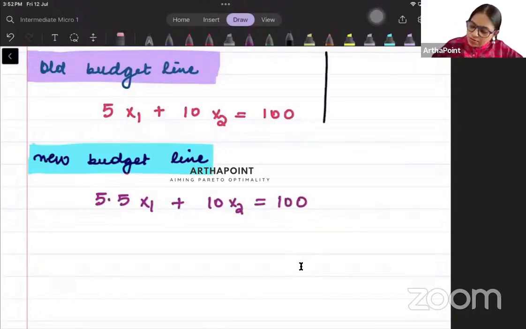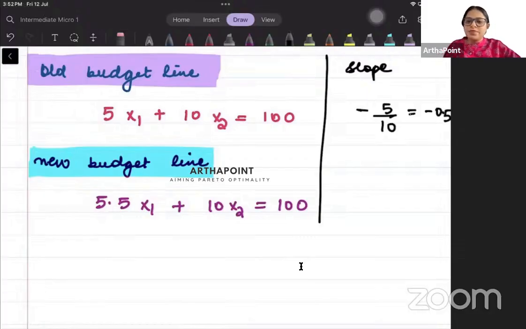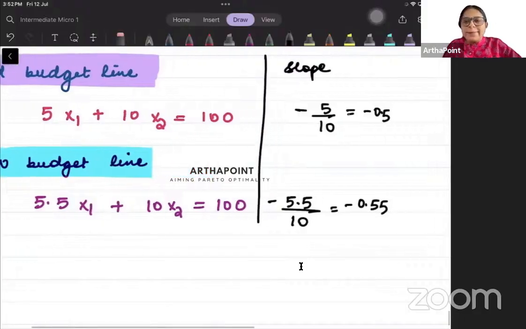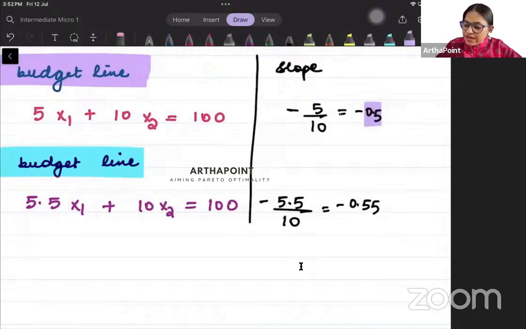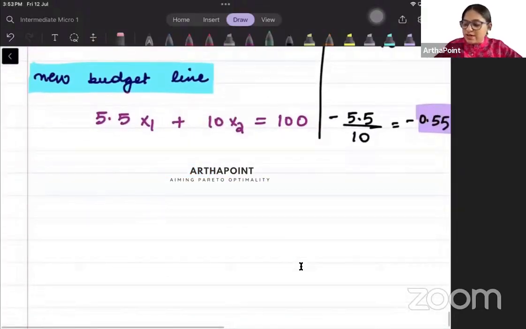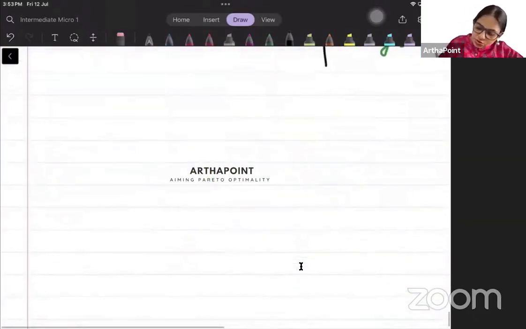Beta, what is the slope? If I compare the slope P1 by P2, that means minus 0.5. What is the new slope, beta? P1 by P2 minus 0.55. तो एब्सोल्यूट सेंस में क्या हुआ है? 0.5, 0.55. Slope has increased. Budget line will become steeper. What will happen to the budget line, beta? Budget line will become steeper. Clear? ठीक है बच्चे. Now let us go ahead and plot this.